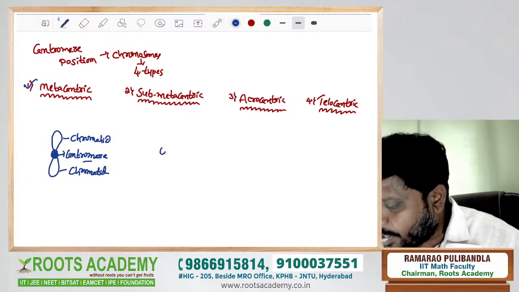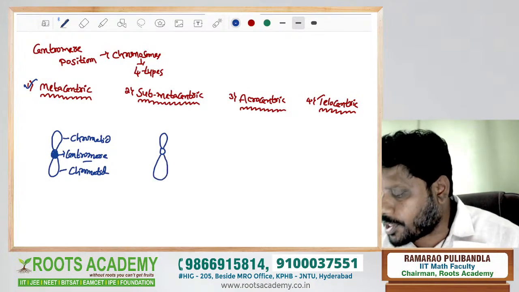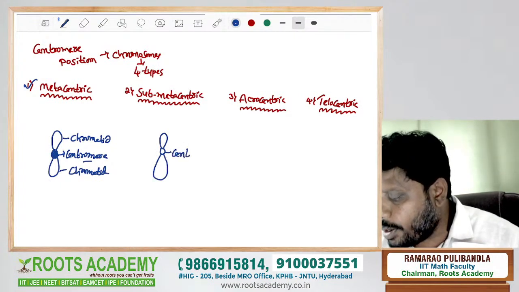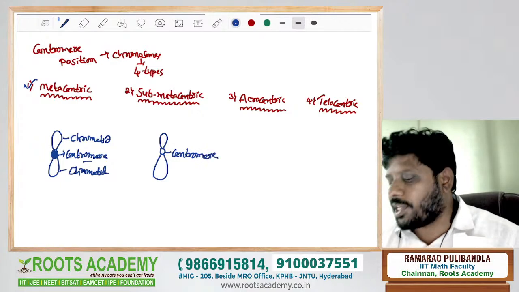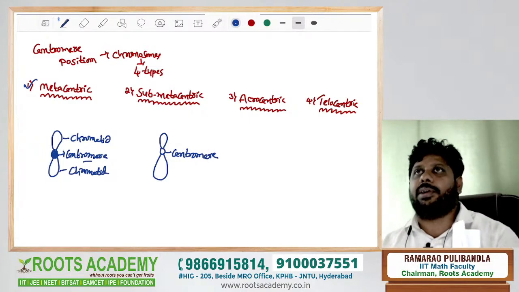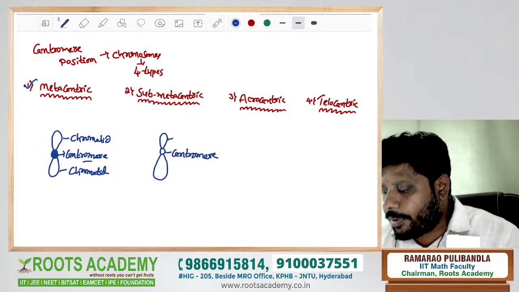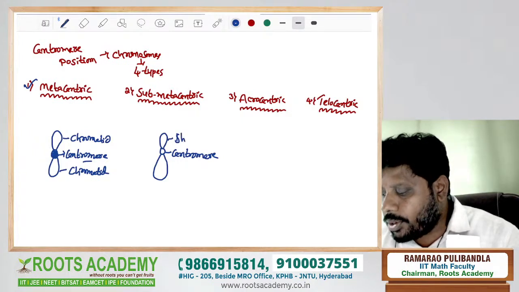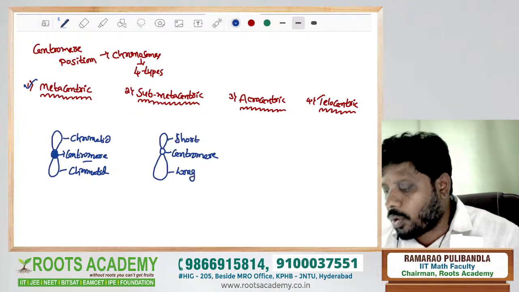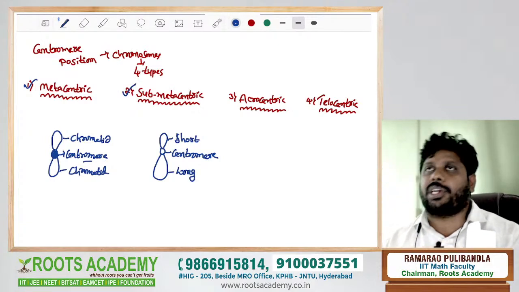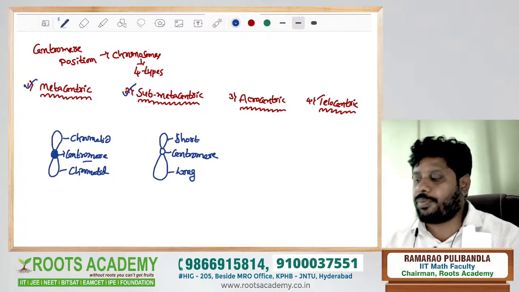Submetacentric means the centromere is present just above the center. This is the centromere, present just above the center. That's why one short chromatid and one long chromatid are developed. It is called submetacentric.